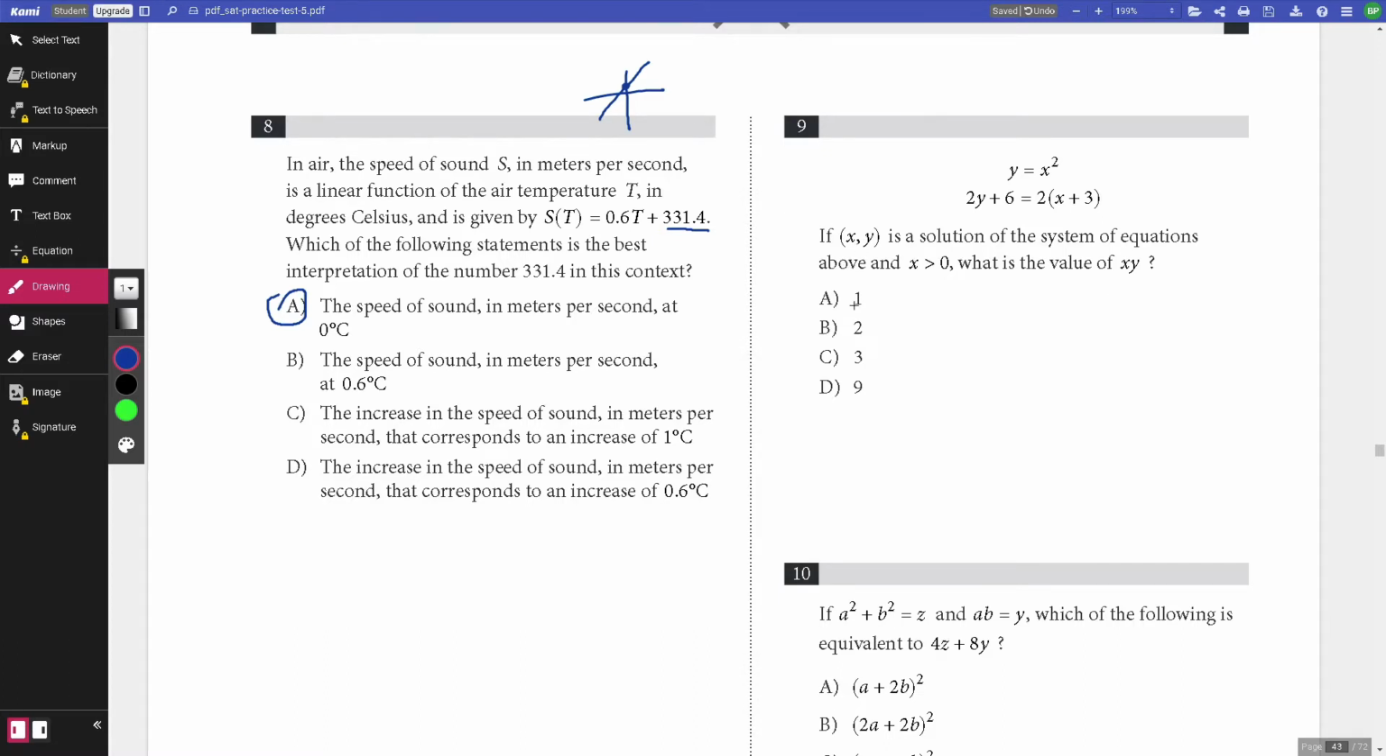Number 9, if (x, y) is a solution to the system of equations above, and x is greater than 0, what is the value of x times y? So we can substitute in y into this part. So 2x squared plus 6 is equal to, just distribute 2x plus 6, distribute these, and then subtract some numbers over. Factor.